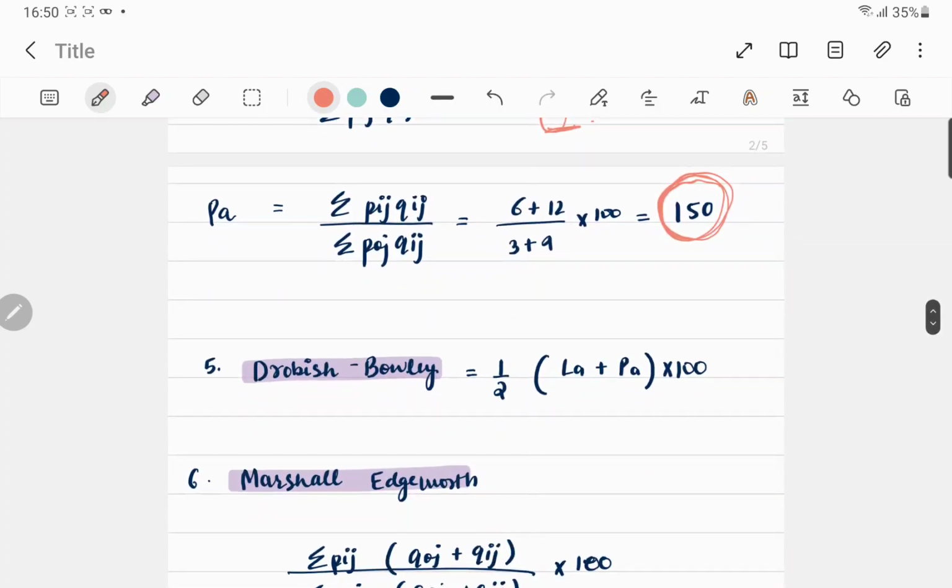Next is your Drobisch-Bowley index. The Drobisch-Bowley index is nothing but the average, or you can say the arithmetic mean, of Laspeyres' and Paasche's index.